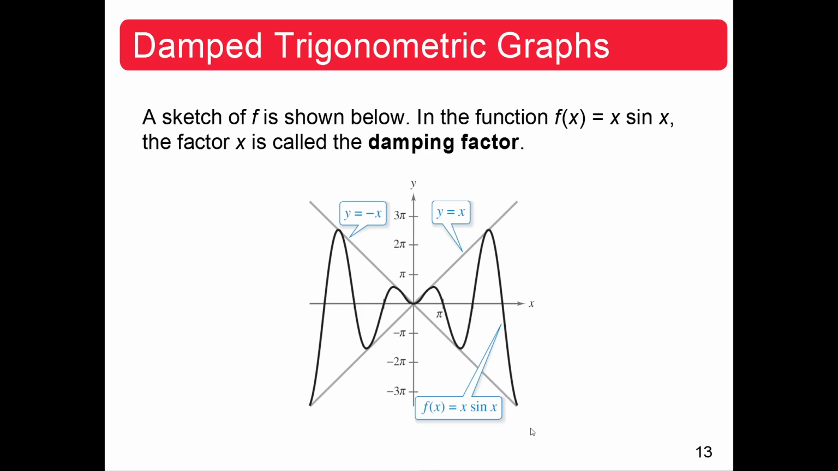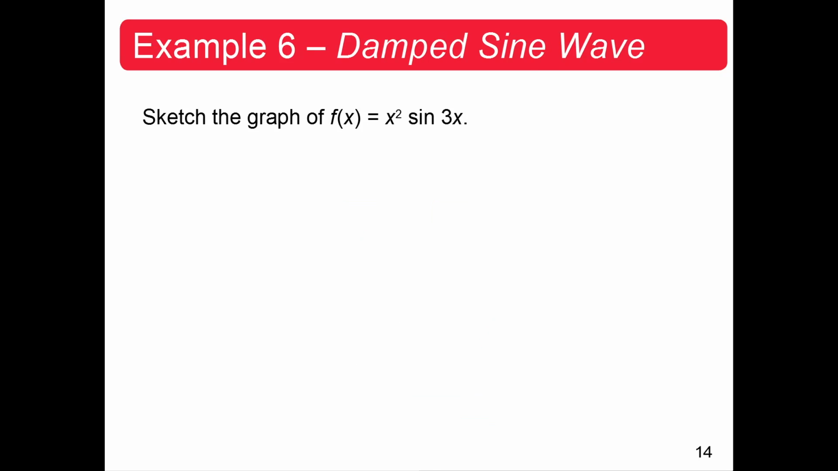And so that's kind of the idea of this damping factor here, that x is going to put sort of a limit on what sine of x can go out to. It's going to provide an upper and a lower bound for where this function can hit. And this can be extended to a number of different functions. We're going to take a look at a couple more examples to kind of see it in a little bit more detail. So let's take on this one, for example.